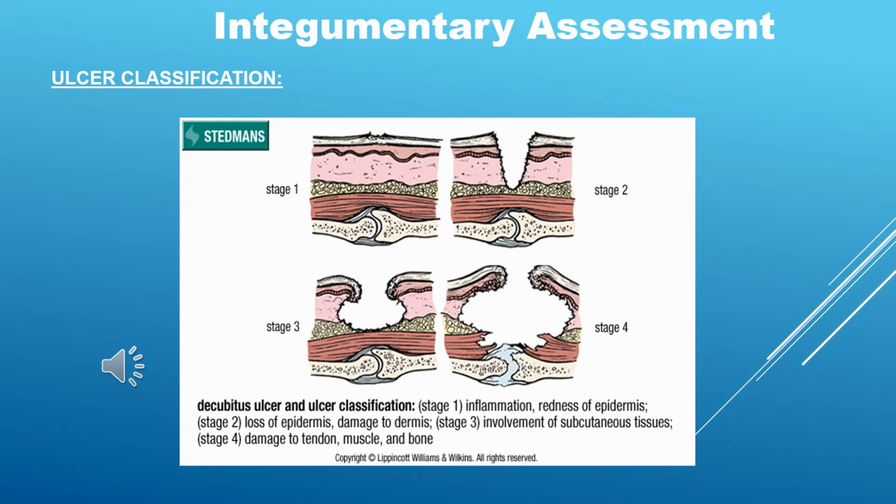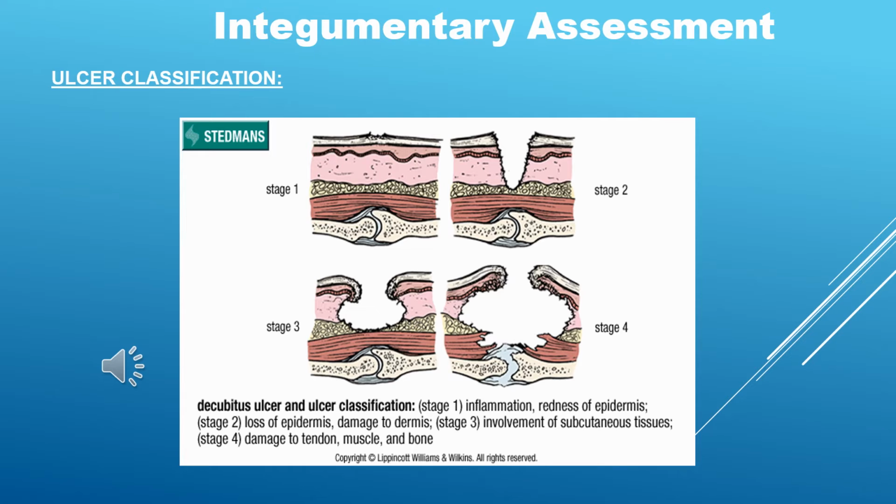For instance, stage 1 is considered non-blanchable, skin is intact, redness is noted. In a dark-skinned person, you may note the skin may be reddish and have bluish purple in color. Patient may feel pain at this stage. Stage 2, there's loss of dermis and epidermis. This is considered a partial thickness wound. It may present as a shallow open ulcer with a red, pink wound bed without slough.